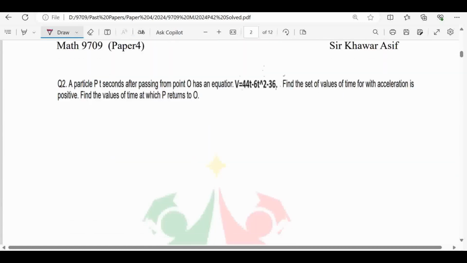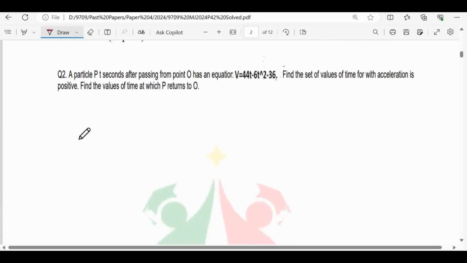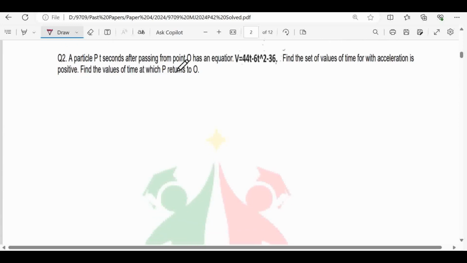Question number 2. A particle, t seconds after passing from point O, has an equation for velocity. Find the set of values of t for which the acceleration is positive. This one is an important point. Now we know that we have the equation of velocity.